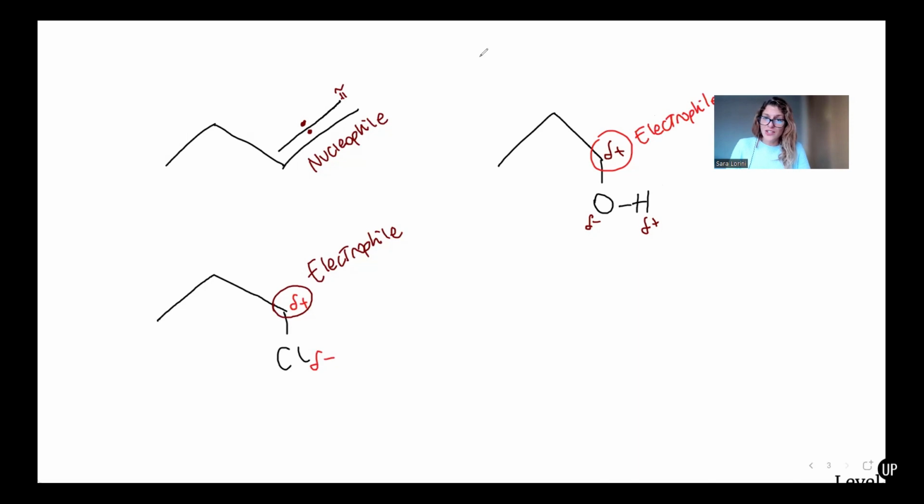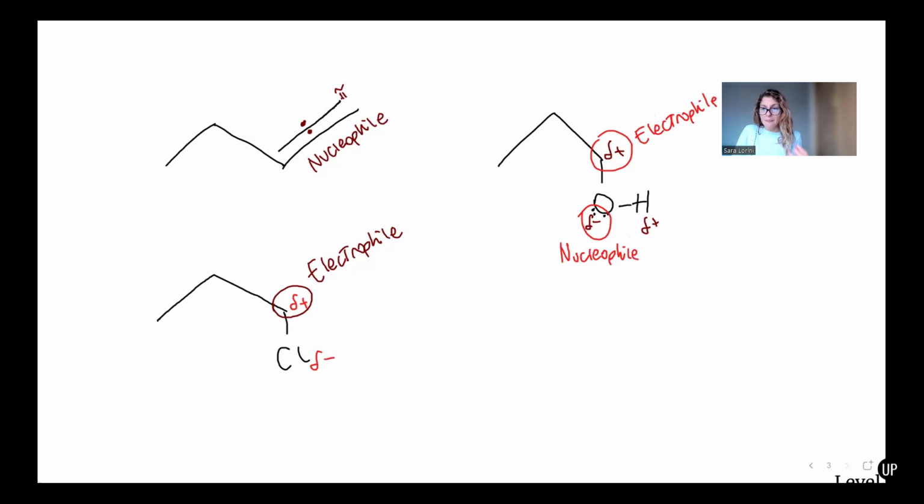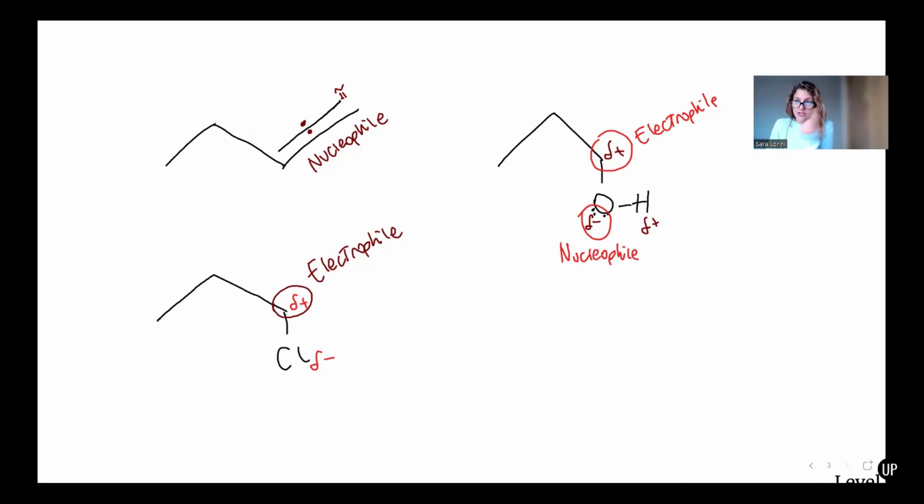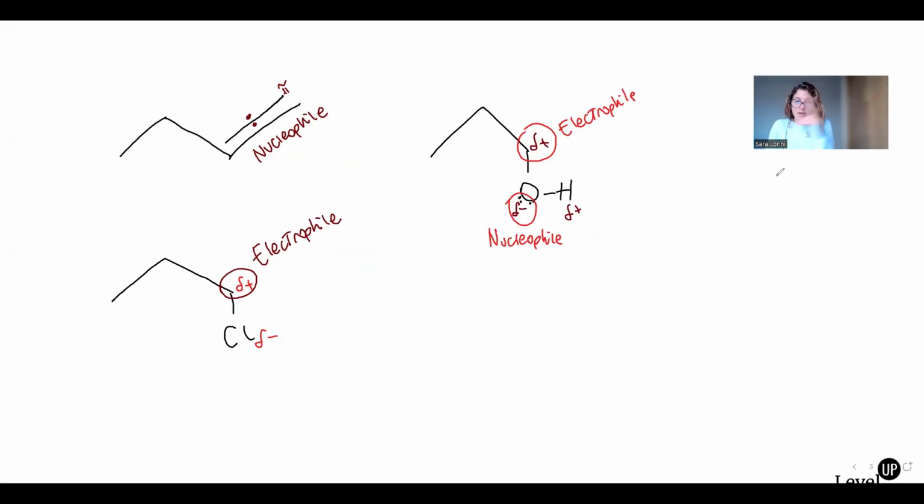But because the oxygen is slightly negative and it has lone pairs, it could actually also react as a nucleophile. So here it depends on what it's reacting with. Because of course, organic chemistry is never just one molecule reacting, is it? We always have two. That's why we need to do the analysis for both substrates that are present. Let's look at the next one.